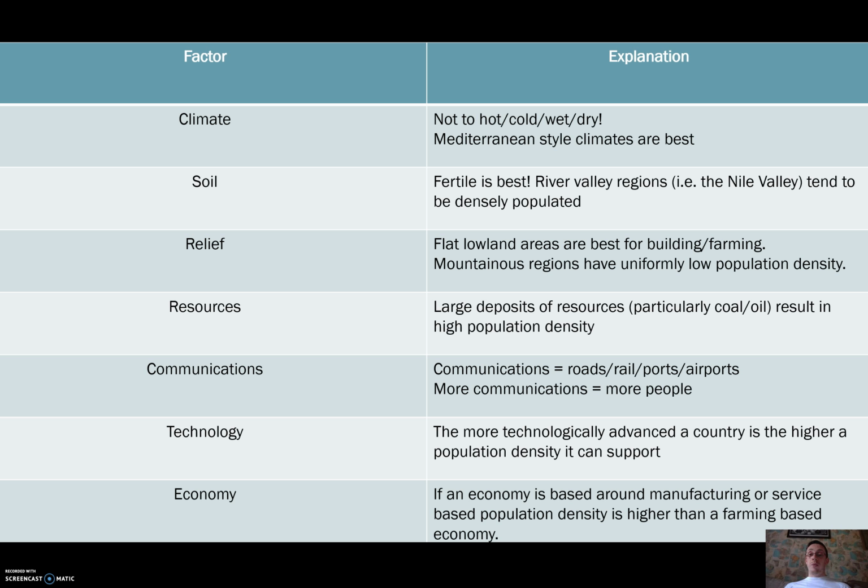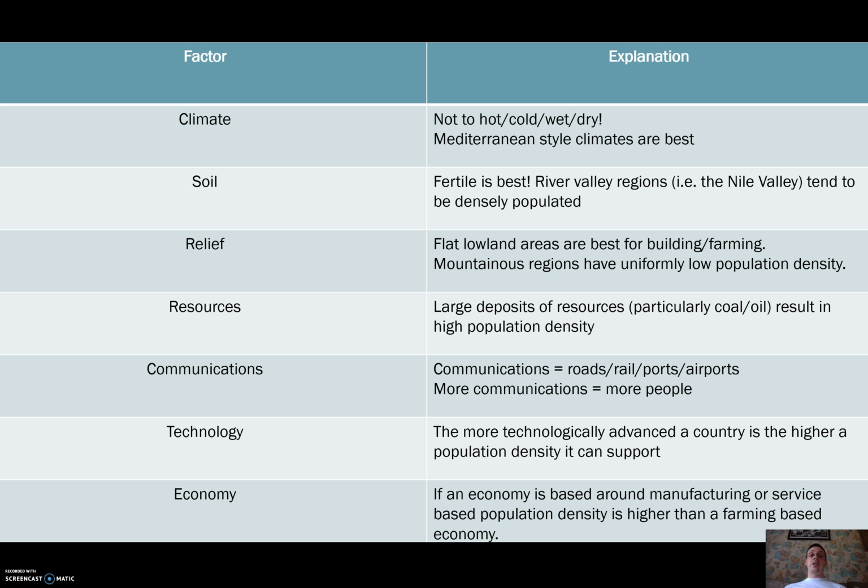Economy, really simple here. We're getting at this idea that if you've got a manufacturing or a service-based economy, you can have a higher population density because factories and shops take up less space than farms do. If your economy is still based around farming, your population density will be lower because you need more space per person to physically farm on.